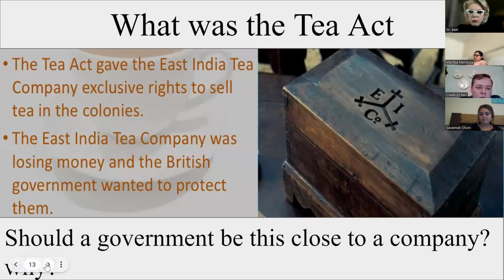This is basically, they're giving the East India Company, which is a private company with very close ties to the British government, and is working in India and will have control over a good portion of India all the way till 1857, the exclusive right to sell tea in the colonies. The East India Company was losing money. The British wanted to protect them. They want to help them out. Key example of lobbying, corruption, whatever you want to call it.